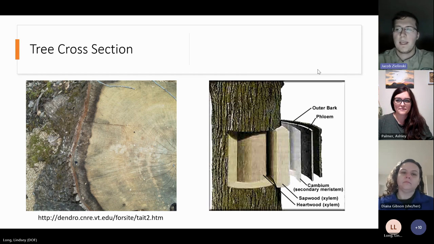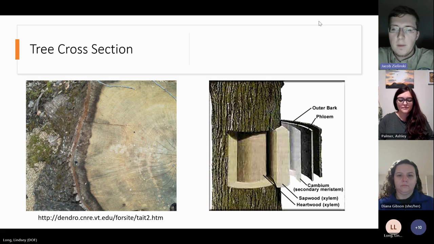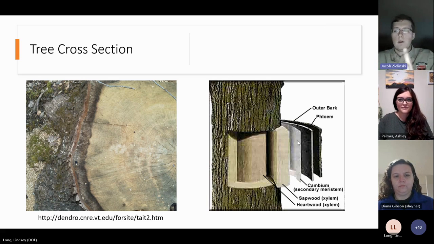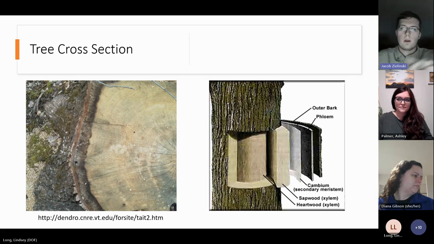Okay, so the secondary meristem. When you come in from the bark, if you look at that picture on the right, you get the bark on the very right, and then the phloem is that second piece, and then that cambium right there is the secondary meristem. So coming in from the bark, you're going to have that.